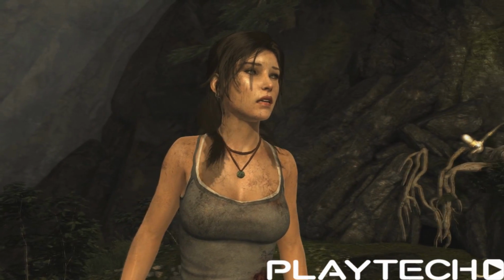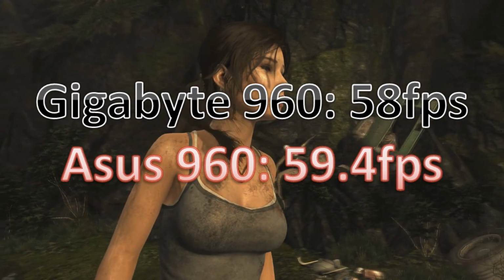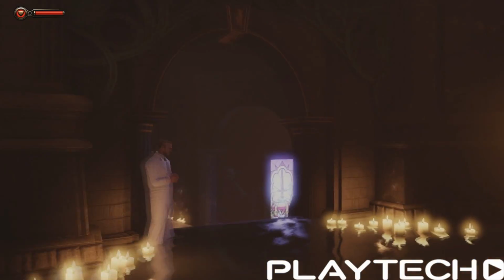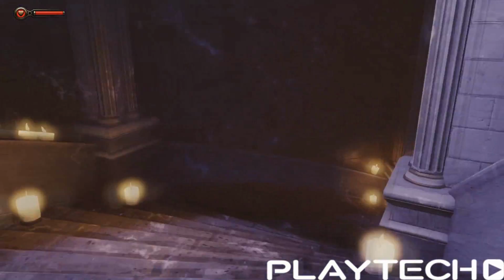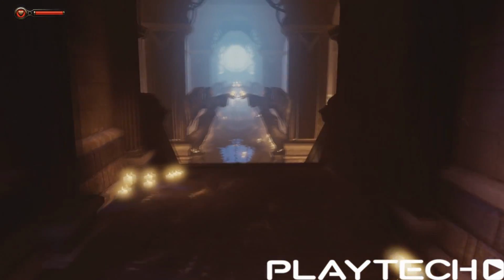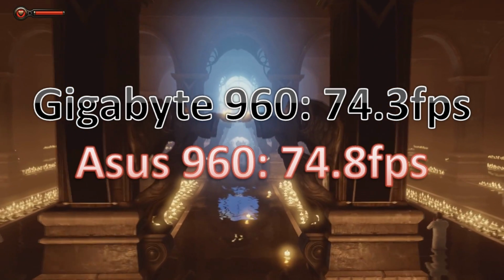Now to some games. So Tomb Raider, everything maxed out without VSync. The Gigabyte 960, 58 frames per second average. The Asus 960, 59.4 frames per second average. Now to Bioshock Infinite. This is on user setting 2. The Gigabyte 960, 74.3 frames per second average. The Asus 960, 74.8 frames per second average, so also nothing.